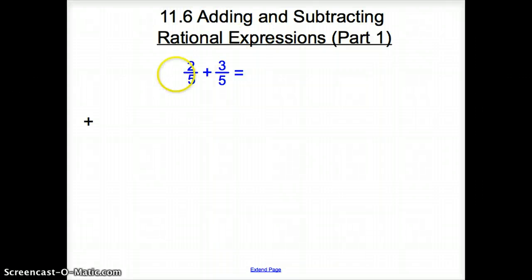Let's start off with a fraction. This fraction will represent all rational expressions that we are doing today. Remember, when we add fractions, what has to be the same? Well, the denominators, the bottom of the fractions, have to be the same, so they are both 5s, correct? So now when we add, we just add across the top. So 2 plus 3 is 5, and that will go over 5. The bottoms will stay the same, and if we wanted to, we could simplify that to 1.